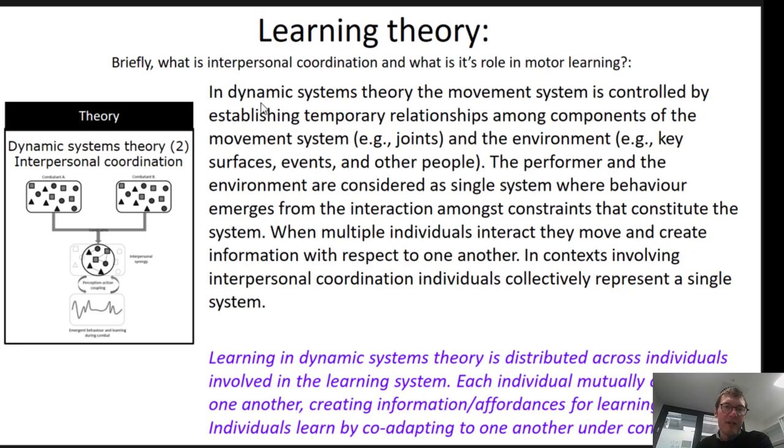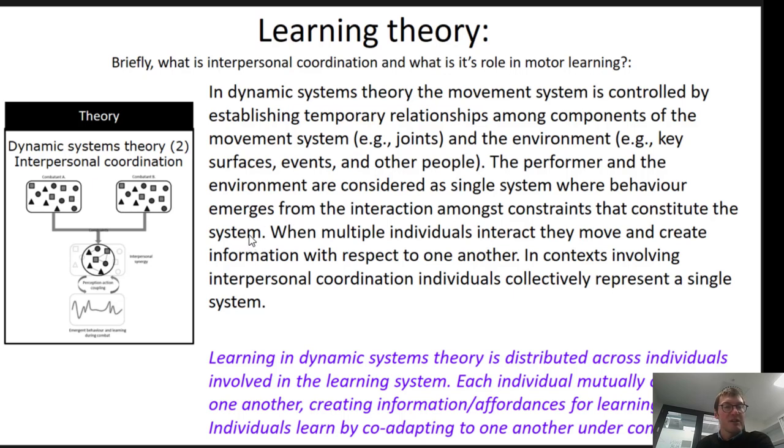So if we look at this theory, the way we would summarize it as a statement: in dynamical systems theory, our movement system is controlled by establishing temporary relationships among components of the movement system, our joints, and the environment. So we learned that last week. The performer and the environment become considered as a single system where behavior emerges from interaction among constraints that constitute the system.